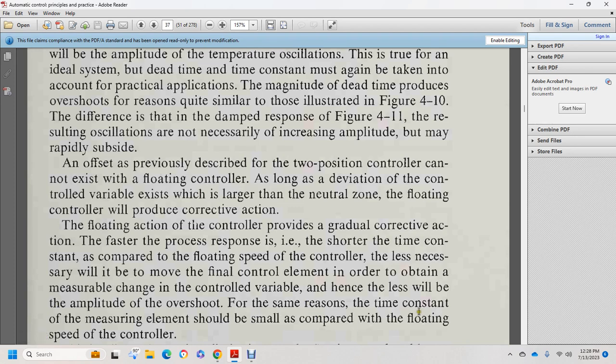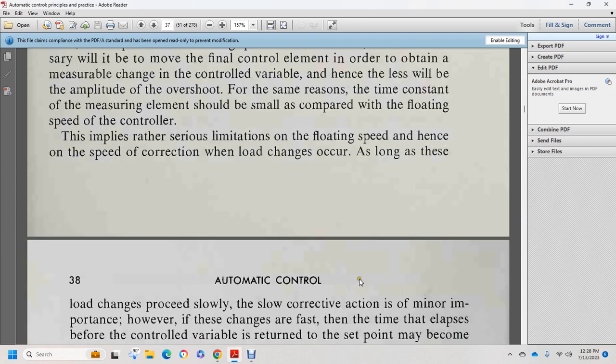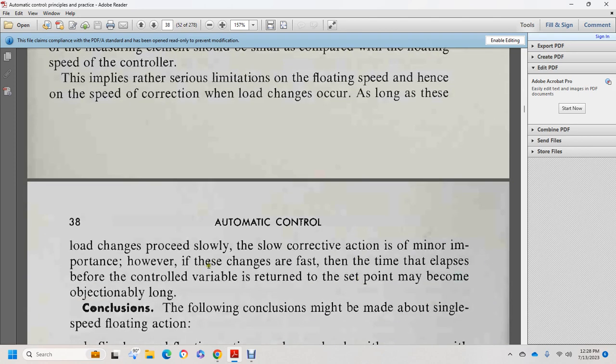For the same reason, the time constant of the measuring element should be small compared with the floating speed of the controller. This implies a rather serious limitation of the floating speed. Speed correction and load changes occur acceptably as long as these load changes proceed slowly, with slow corrective action. But if changes are fast, the time elapsed before the control variable returns to the set point becomes objectionably long.